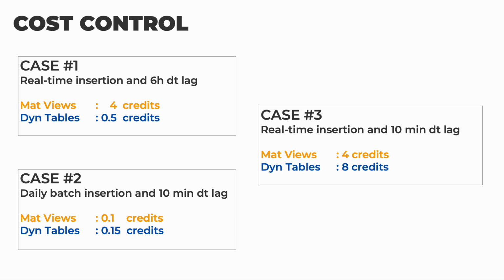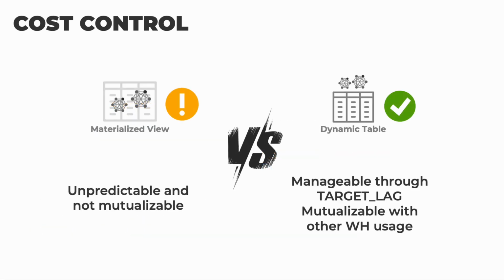So, from a cost control point of view, we have on the left something which is very difficult to predict and which cannot be shared. On the right, something that's totally predictive, very pragmatic, and what's more, completely mutualizable with the rest of compute usage on your Snowflake warehouses. Last comparison factor.